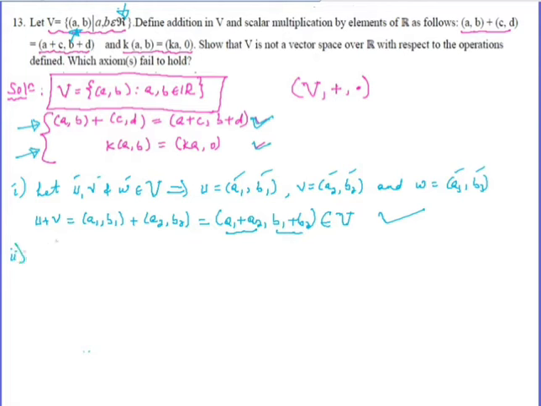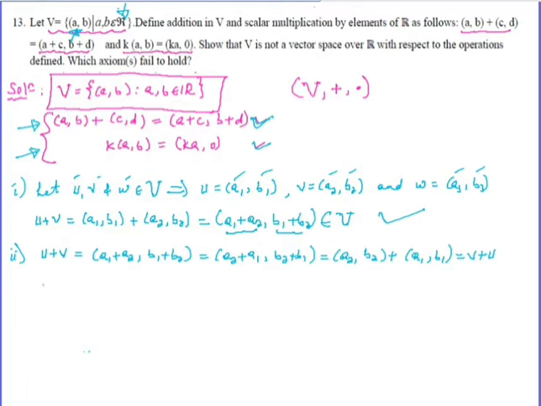The second is the commutative property. That means U plus V and V plus U must be the same. U plus V is (A1 plus A2, B1 plus B2), as we have seen. Since real numbers are commutative, this can be written as (A2 plus A1, B2 plus B1). This is the same as (A2, B2) plus (A1, B1), which means it is V plus U. You see, U plus V and V plus U are the same. Still, the second axiom is true. The second axiom has no problem, and the first axiom has no problem. The commutative property is satisfied.